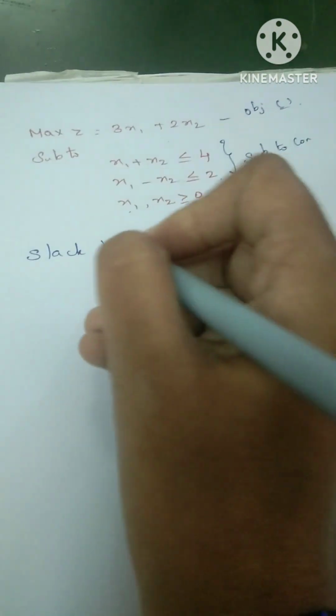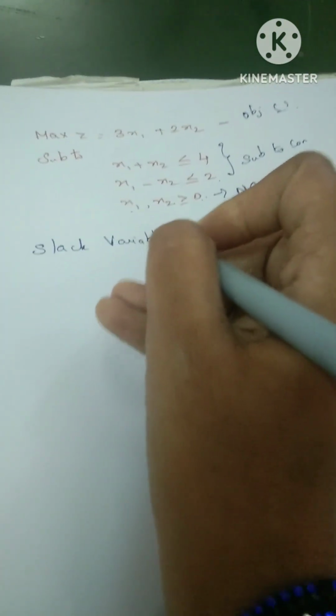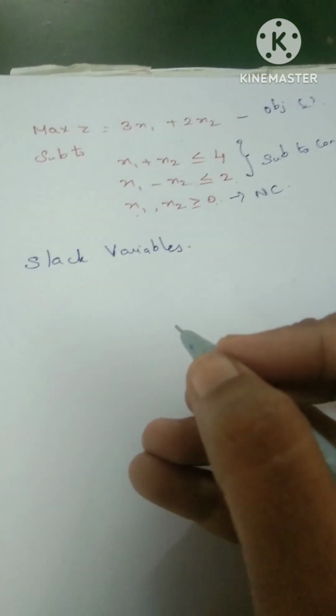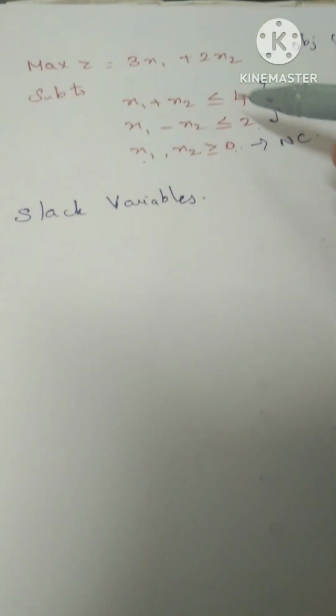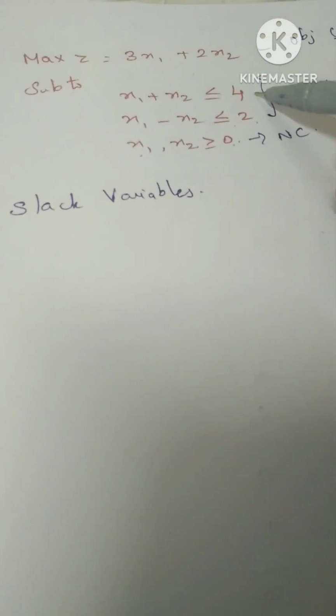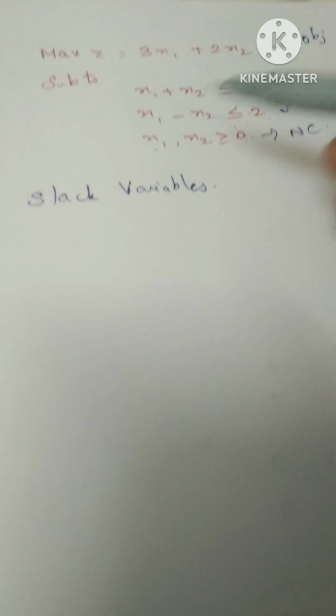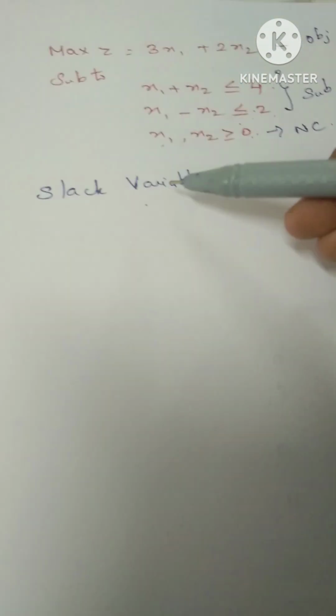So the first step in the simplex method is to introduce the slack variable. What is the meaning of slack variable? It is nothing but a dummy variable. Here, the subject-to constraints we have to convert into equation form. In order to convert into equation form, we have to introduce the slack variables.